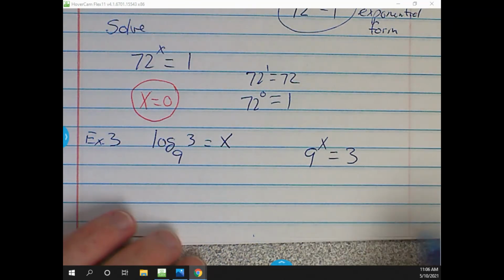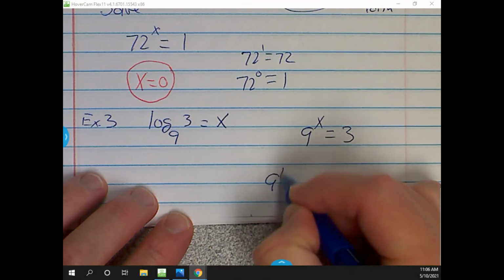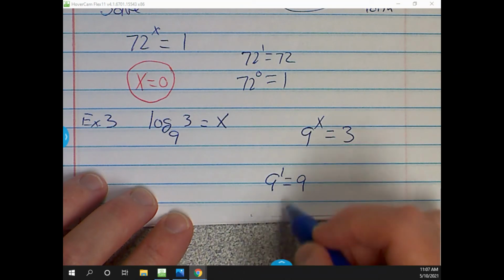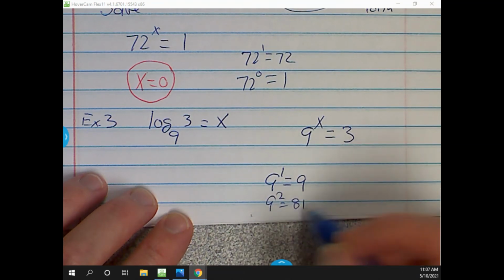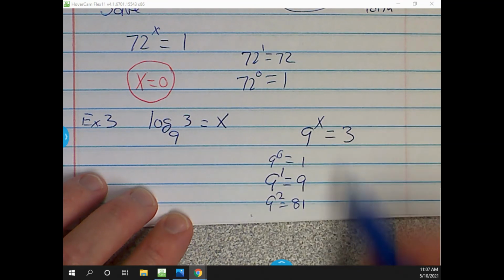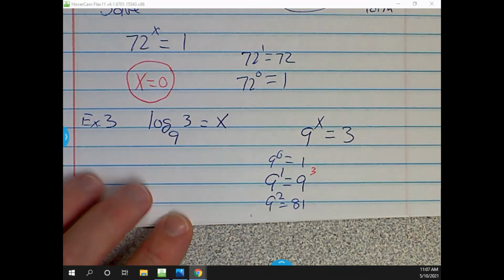Okay, if you do 9 to the x power, well, if we do 9 to the first, we know that's going to be 9. Again, if we do 9 squared, that would be 81. So we can't get bigger. If we do 9 to the 0 power, that would be 1. 3 is somewhere in between those two answers. So our exponent's got to be somewhere between 0 and 1.